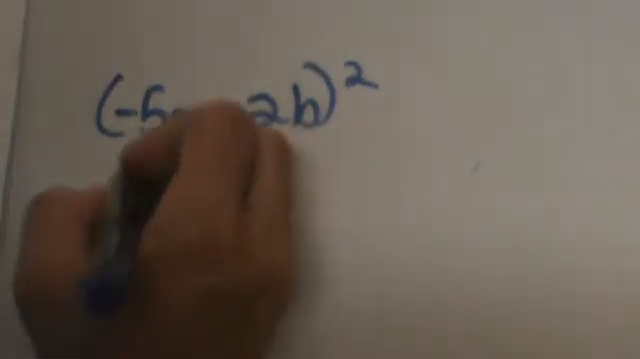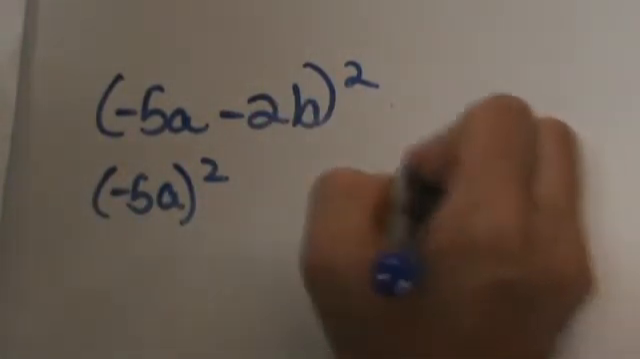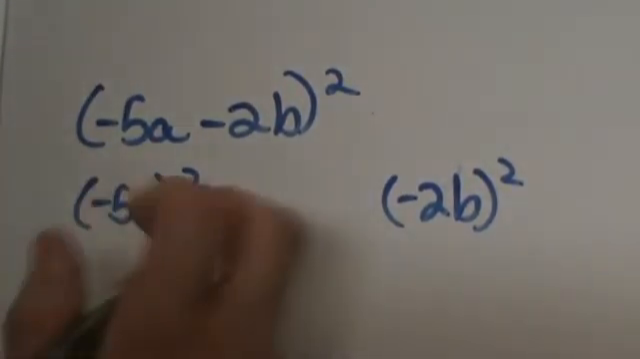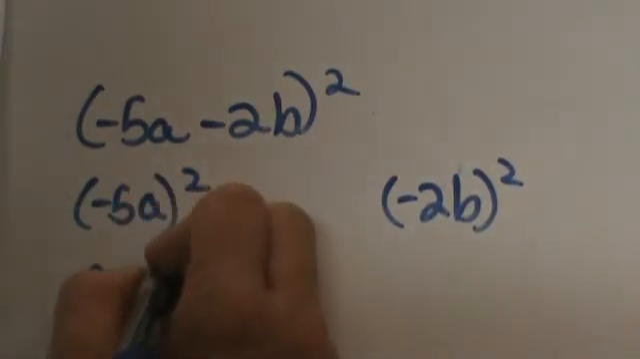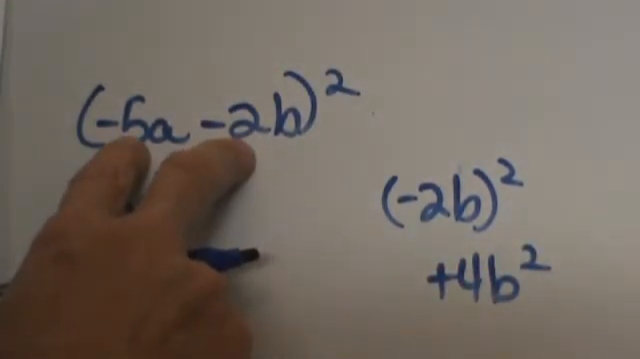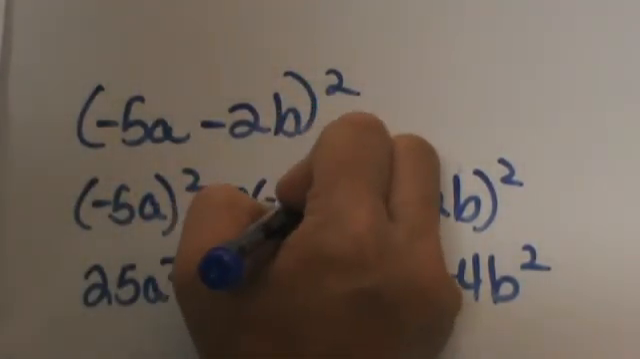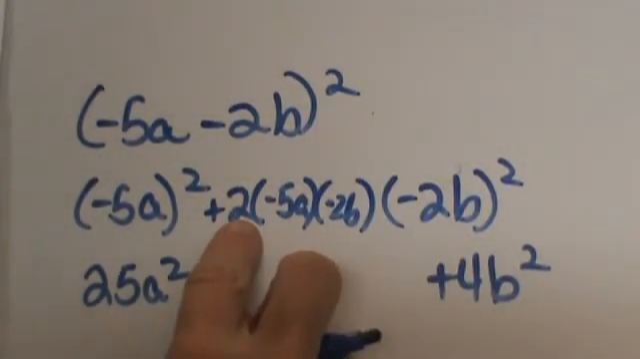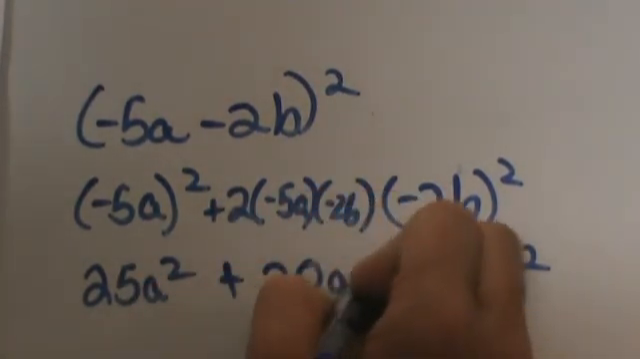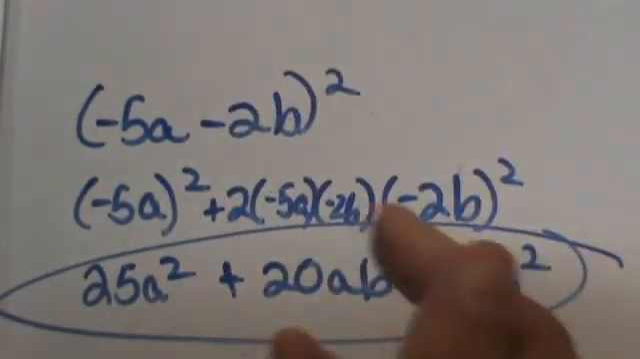Okay, so we can use the shortcut if we want. Negative 5a quantity squared, negative 2b quantity squared, and then we'll multiply and double for the middle. Okay, so on this one we're going to get 25a squared and positive 4b squared, and then when we multiply those together we're going to get positive 10ab, right? So we're going to multiply these together and then double it. So 10ab times 2 is 20ab. And there you go. So there's the answer to that one. Okay, so that's all positive. Isn't that cool? It's because you squared a negative.